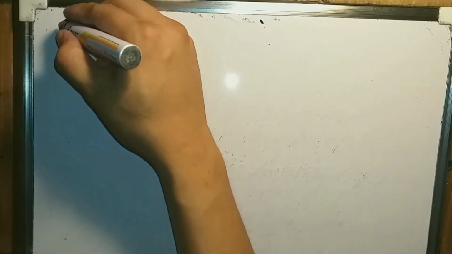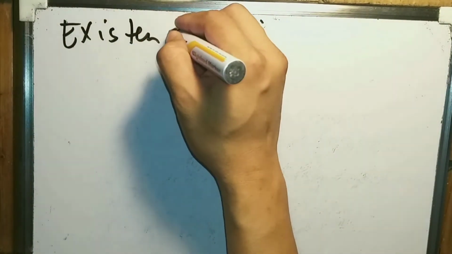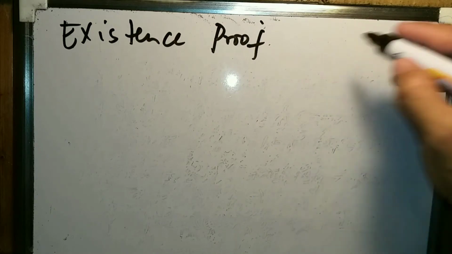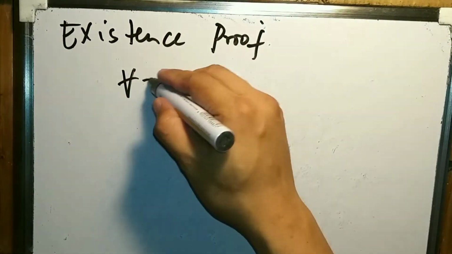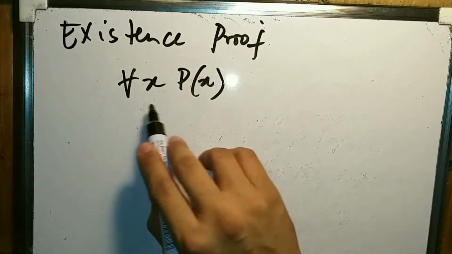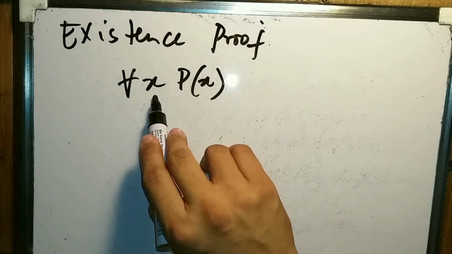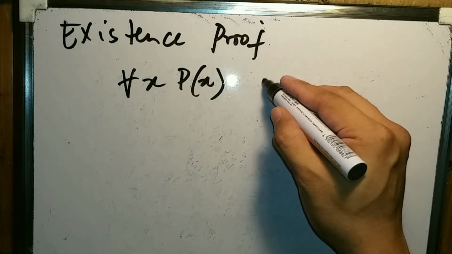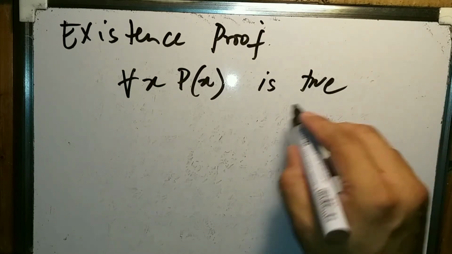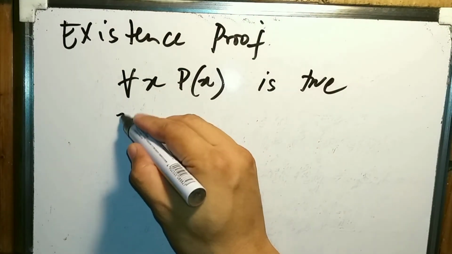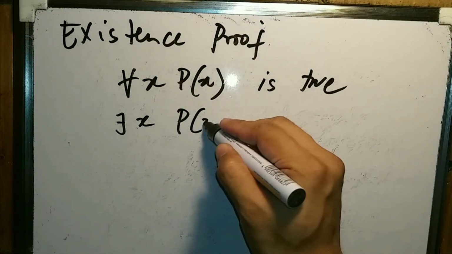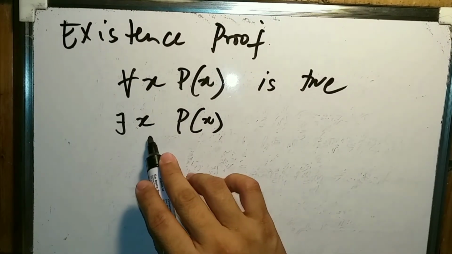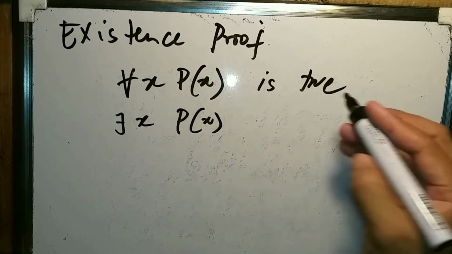So we also have existence proof. In existence proof, this statement, we read this as for all x, p of x. So this statement must also be true. Another one, we have this statement. It reads, there exists x such that p of x is true.